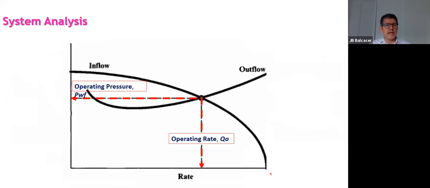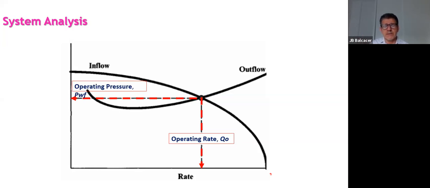So here we have the simple system analysis, the inflow performance, which is how the reservoir performs into the wellbore. If I say wellbore, it means there is a difference between reservoir engineering, particularly simulations, because the inflow there is up to the well face. It's not the wellbore, it's the well face.